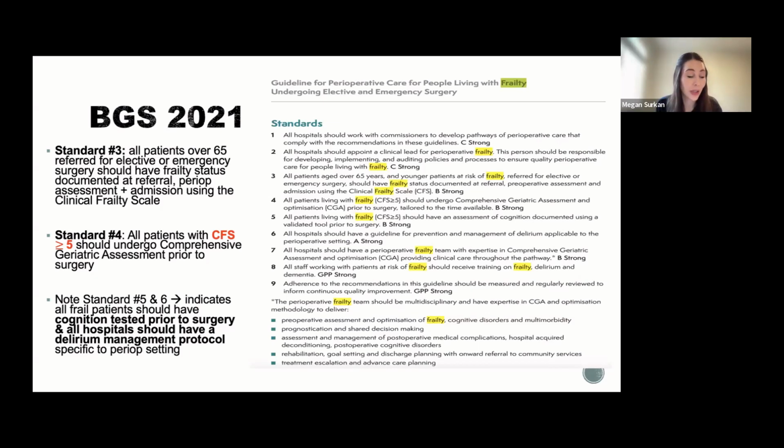It's just that in Britain, they have many, many more geriatricians. I believe more geriatricians than general internists. So the practicality of everyone undergoing a CGA with our workforce in Canada is something I'll talk about a bit more later. And then standards 5 and 6 here: they also say everyone who is frail should have their cognition tested prior to surgery, and all hospitals should have a delirium management protocol specific to the perioperative setting.